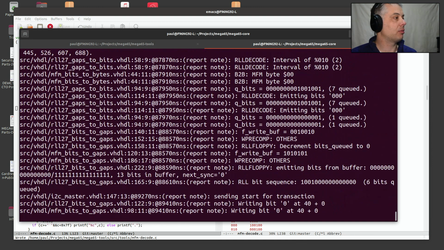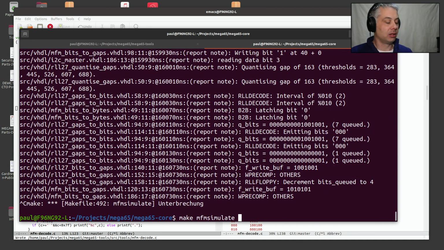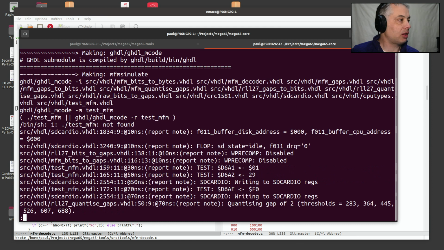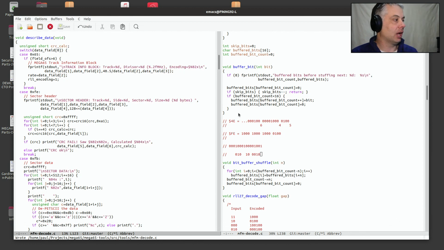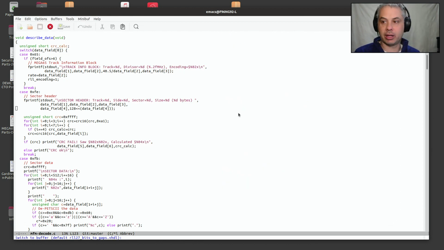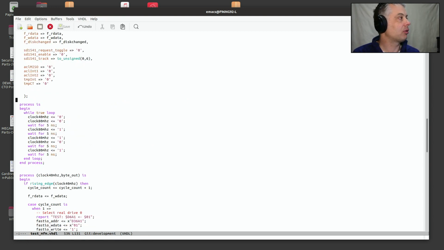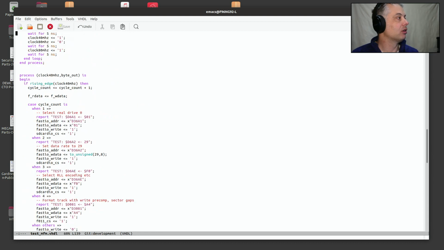So we have a simulation target that has just the floppy controller and simulates as if the CPU were telling it to format a disk. And so we can set the data rate in that, and we can tell it RLL, and it should write out exactly the kind of disk that we're seeing here. So that's, I think it's test MFM. Somewhat confusingly, I have test MFM and MFM test, which are two quite different ones.